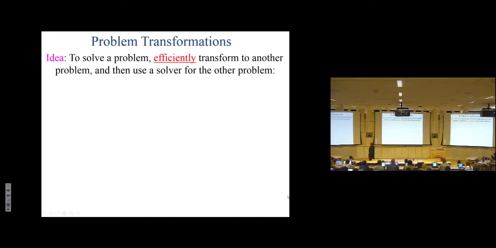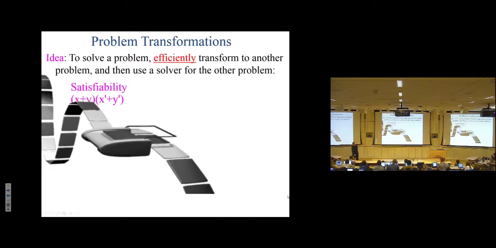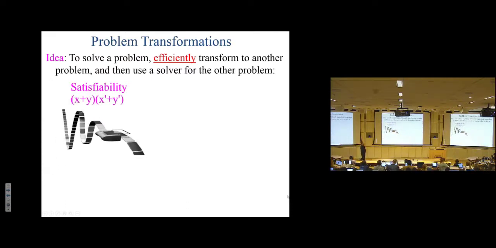So to solve a problem efficiently, transform it to another problem, and then use the solver for this other problem to solve that new problem efficiently, and then you're solving the old problem efficiently too. Remember that diagram. It'll come back to haunt you many times. Maybe I should say come back to help you many times. Haunt sounds like a negative thing.